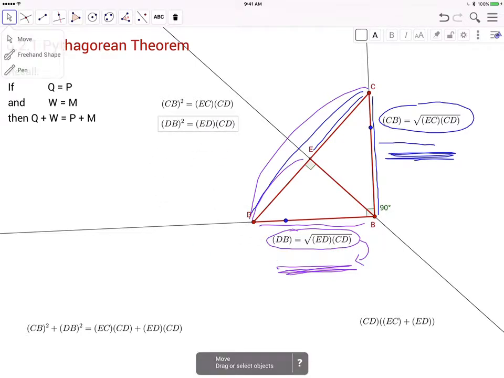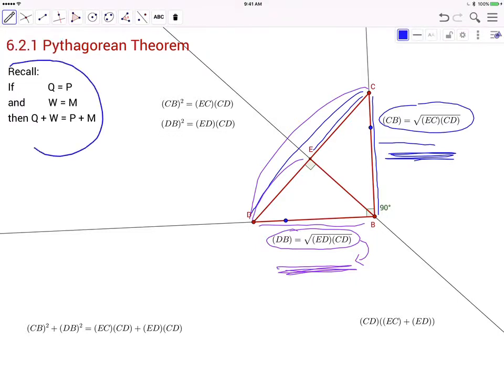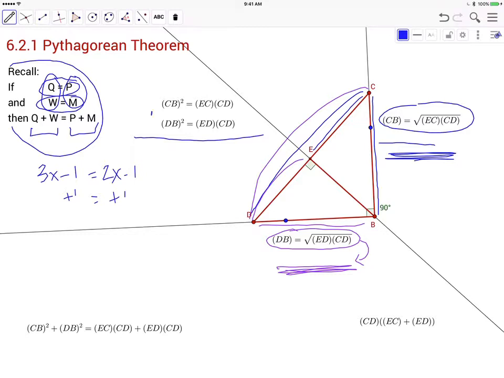Now, before we keep moving, I want to remind you of something. Recall, if you have two things that are equal, Q and P, and you have another two things that are equal, W and M, then Q and W added together will equal P and M together. We've seen this back in algebra, where, let's say, 3x minus 1 equals 2x minus 1. We can add the same thing to both sides. We can add 1 to both sides. If two things are equal and another two things are equal, I can add the left-hand sides and I can add the right-hand sides, and they will continue to be equal.